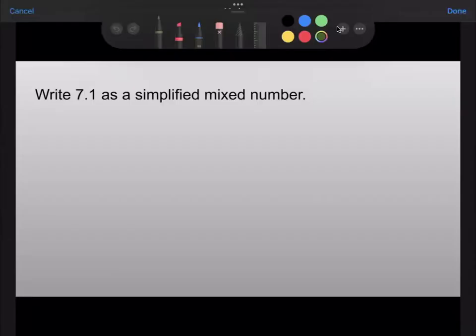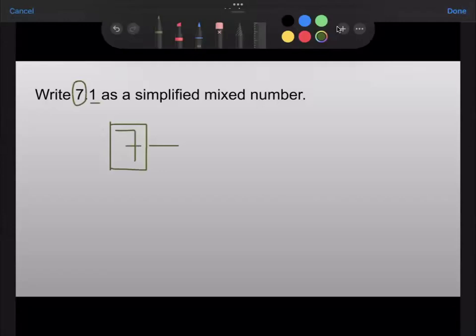Okay, here's our next one. We're going to write 7.1 as a simplified mixed number. Now, the reason we said mixed number instead of fraction is because we do have something in front of the decimal, which means we have ones. So since we know we're going to make a mixed number, we need a number in the ones place and a fraction right next to it. So 7 is in the ones place. That tells me we have 7 whole numbers here, so I'm going to go ahead and put that as the big number.